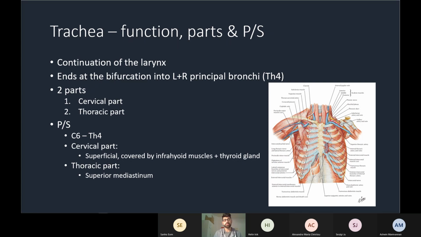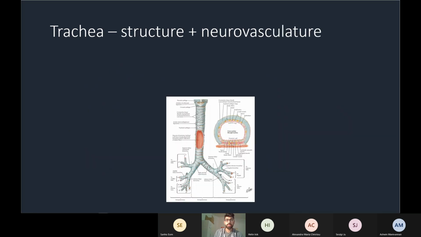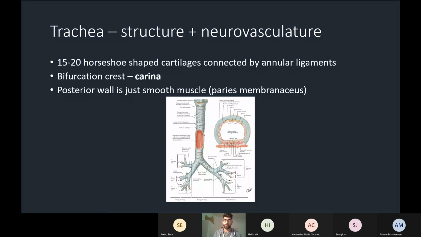So for the trachea and the lungs, I will talk in a little bit more detail. I will talk about the lymph nodes in a little bit more detail, just because you need to know the groups and where the groups of lymph nodes are located. So let's talk about the structure and the neurovasculature. So first of all, structure.